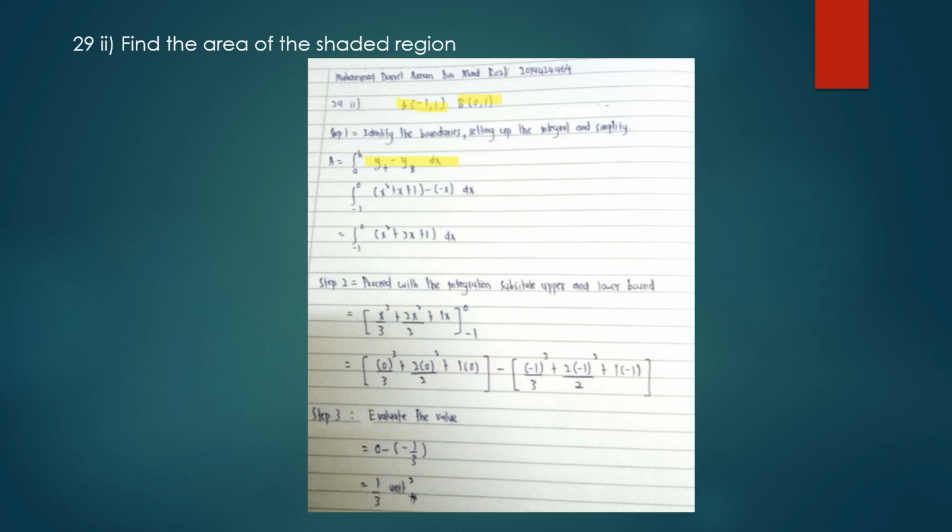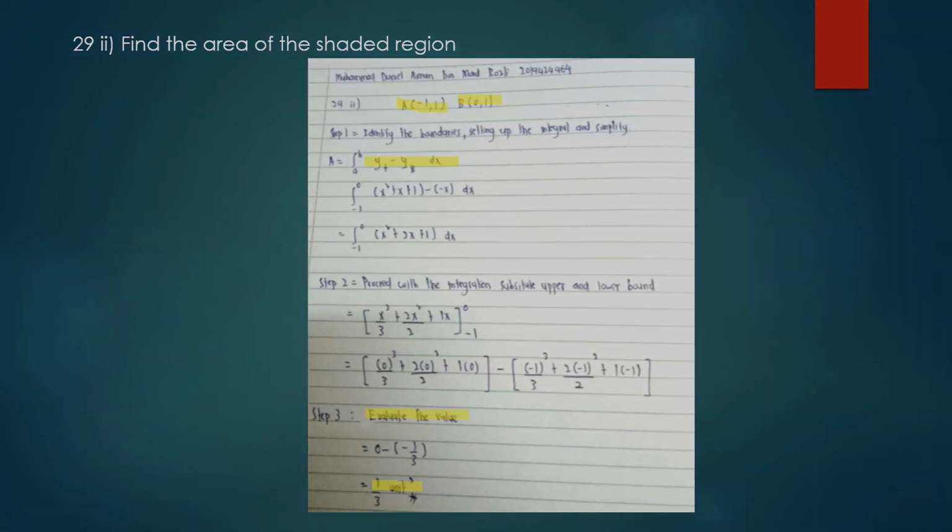And lastly, we need to evaluate the value: 0 minus negative 1 over 3, and then we got 1 over 3 unit square. So this is the final answer.